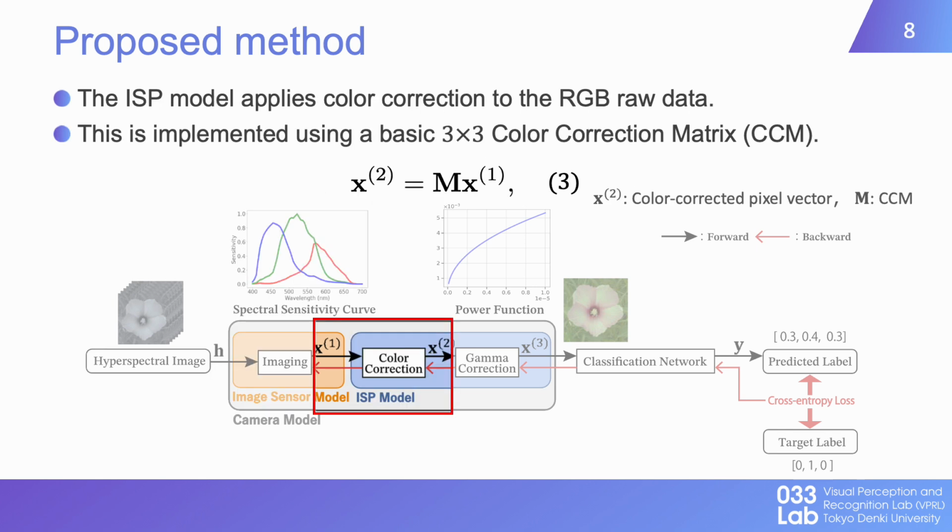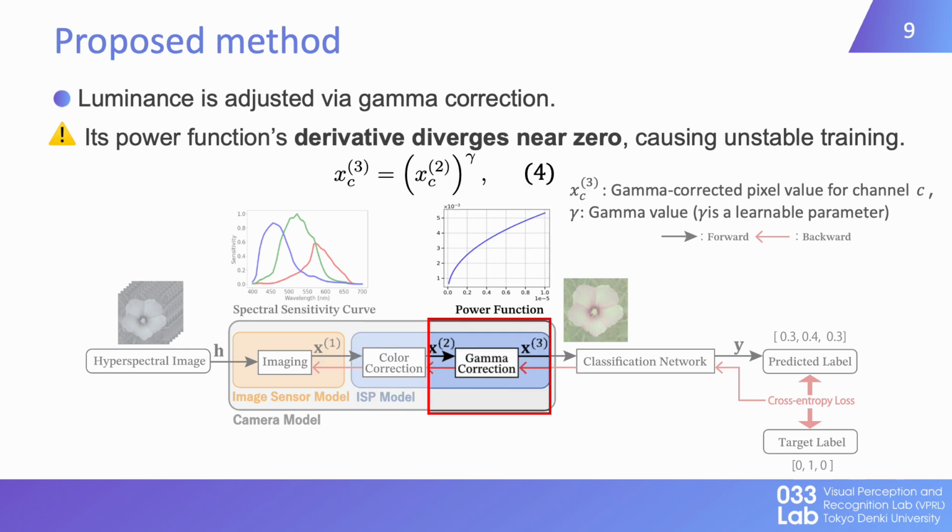Next, let's look at the ISP model. The first step is color correction. As shown in equation 3, we use a 3x3 color correction matrix, or CCM. This matrix M is also a learnable parameter. It helps the network find the best color for the task. The second step is gamma correction. It adjusts brightness. As shown in equation 4, it is a power function with a parameter gamma.